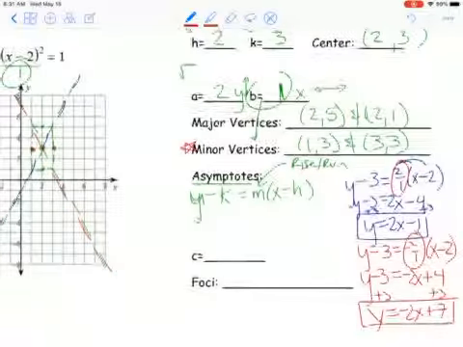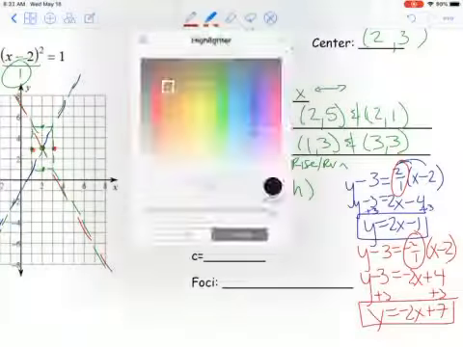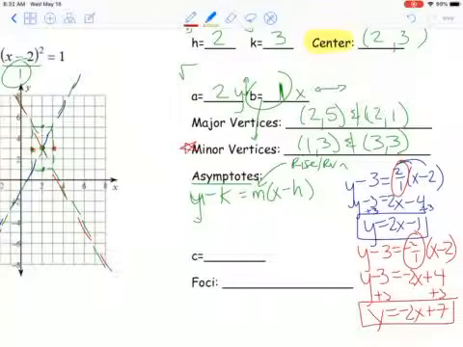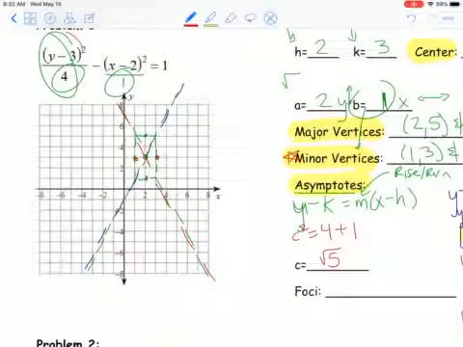So right now, I need to make sure that I have, let's see, there we go. Center, major and minor vertices, and your asymptotes. Last things you need are your foci. So c squared equals a squared plus b squared, so we get radical 5. And go in the same direction as your first thing, and that's y here.